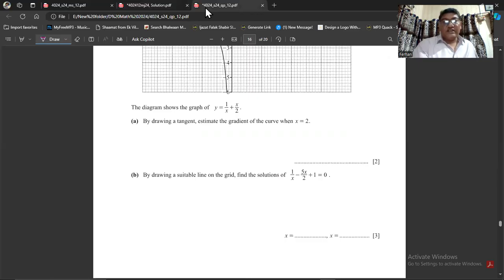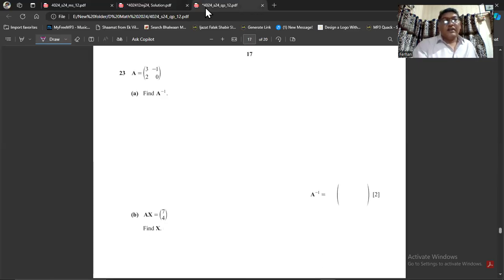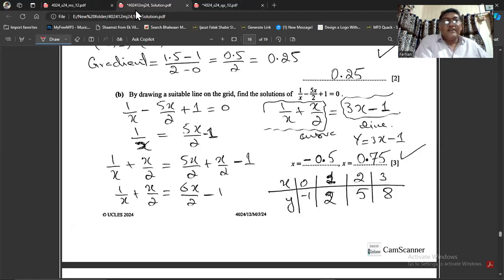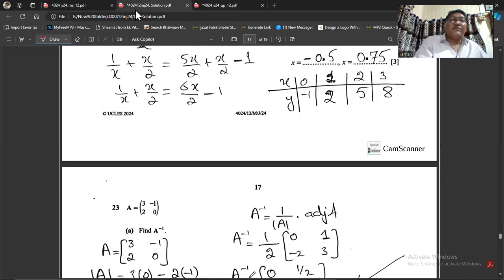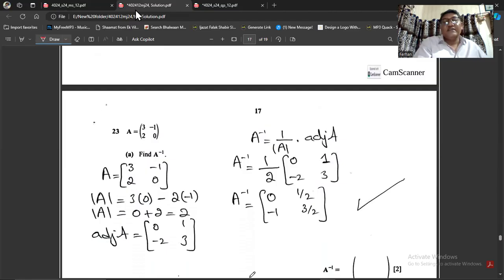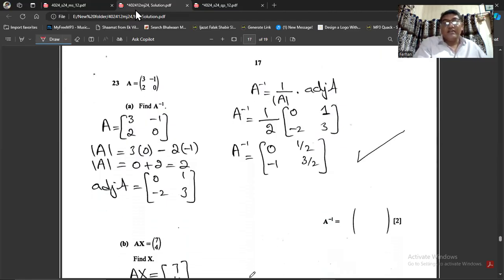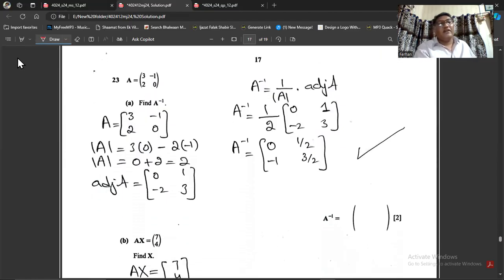Okay, so we are going to the next question. Here we have question number 17, I think, yeah. And he says A is equal to [3, -1; 2, 0]. Find A inverse. First of all, I will find out the determinant of A, and then I will find the adjoint of A, and then I can find the A inverse. A inverse is equal to 1 by determinant of A into adjoint of A.